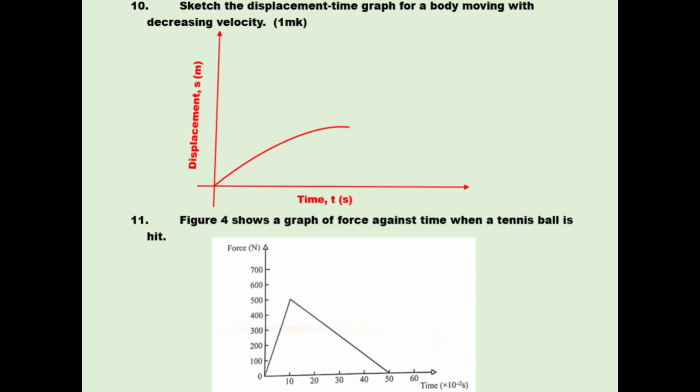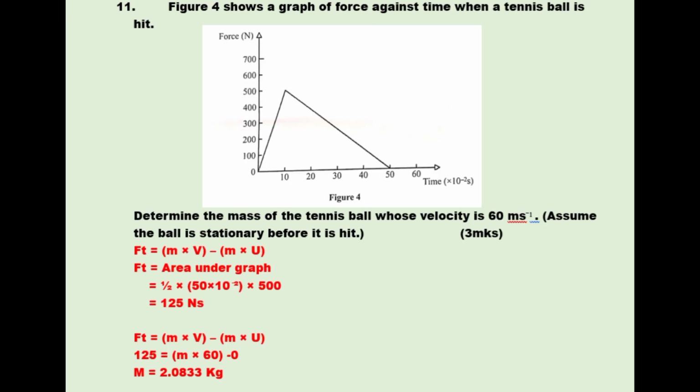Let's go to question 10. Figure 4 shows a graph of force against time when a tennis ball is hit. You can see the graph there, force against time. Determine the mass of the tennis ball whose velocity is 60 meters per second. Assume the ball is stationary before it is hit.